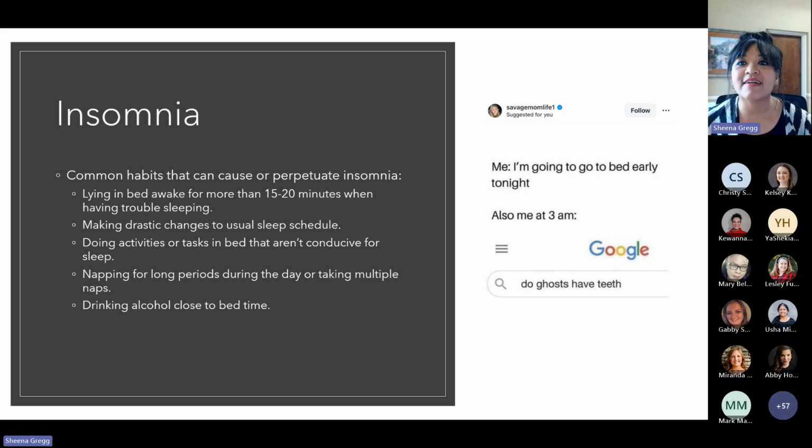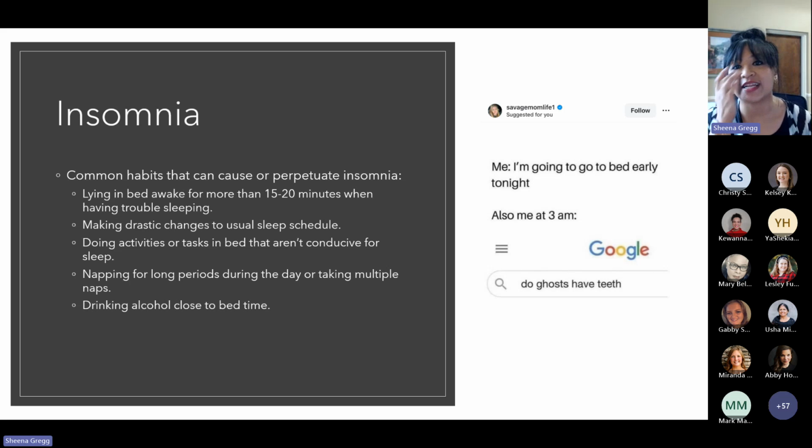When we think about insomnia, some common habits that can cause or perpetuate insomnia include lying in bed awake for more than 15 to 20 minutes when you're having trouble sleeping, maybe making drastic changes to the usual sleep schedule.